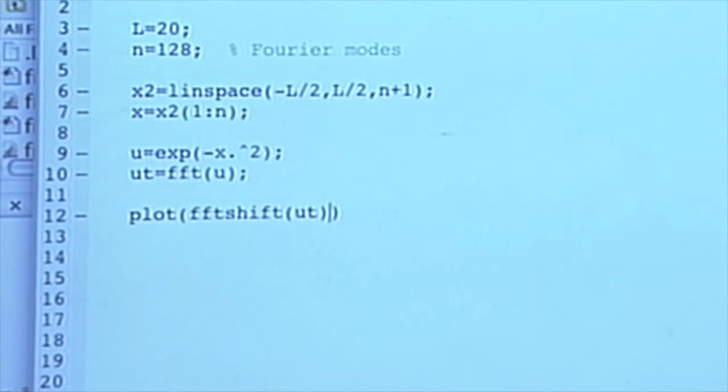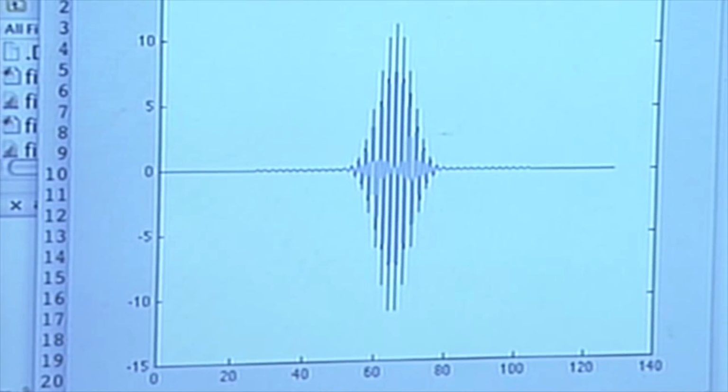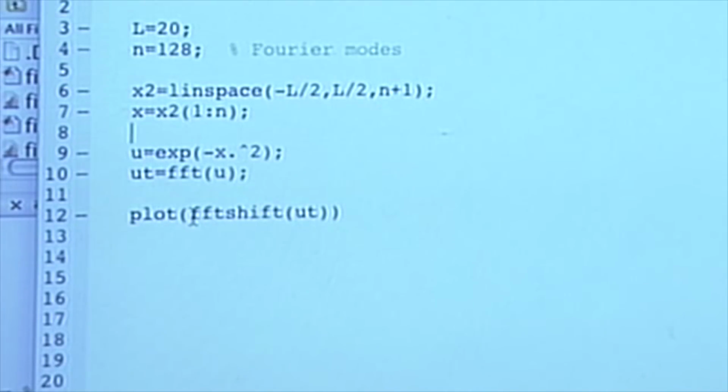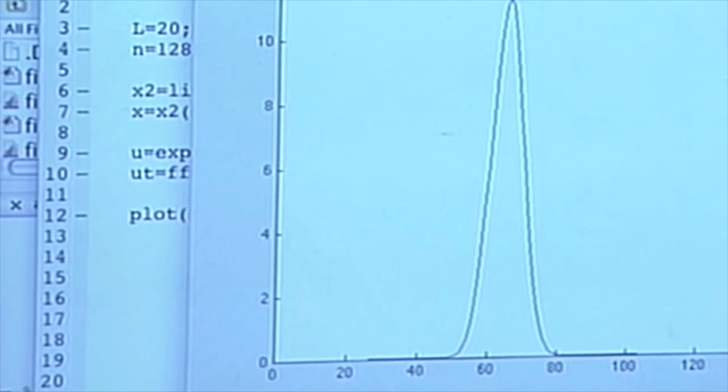So when you look at it now, there it is. We still have the multiplication by every other component by -1. I'll take care of it right now in immediate time by saying let's just plot the absolute value of the spectrum. And the Fourier transform of a Gaussian is a Gaussian.